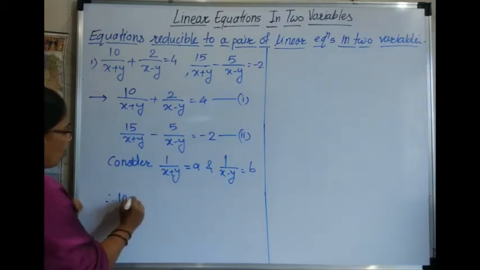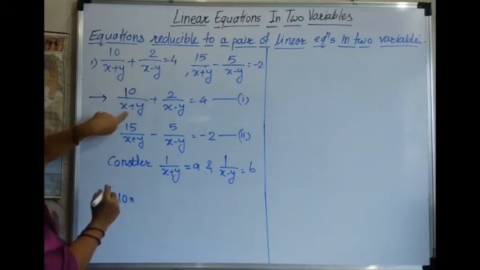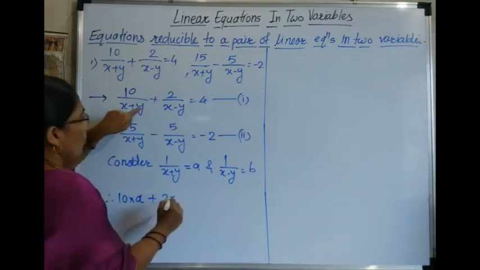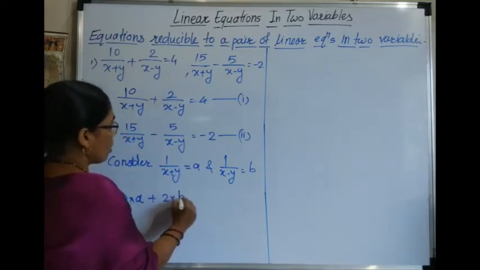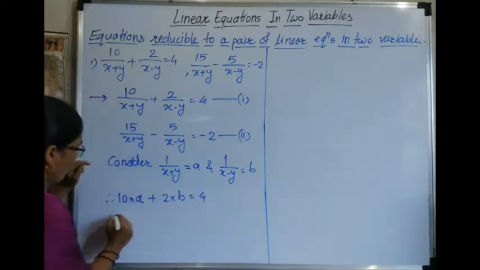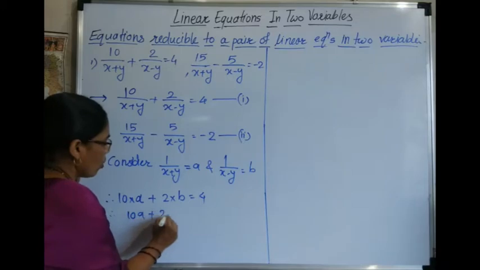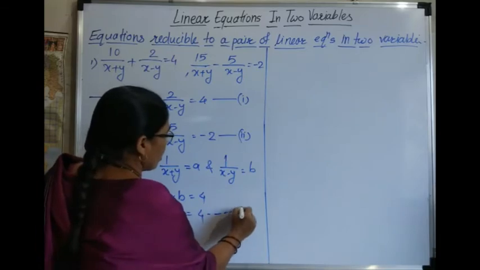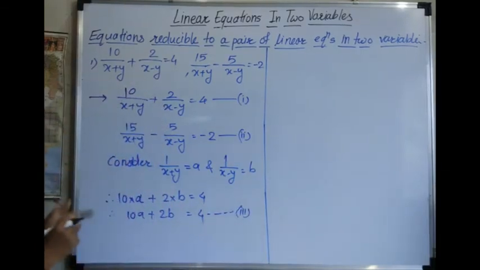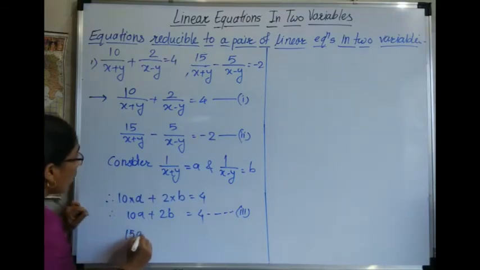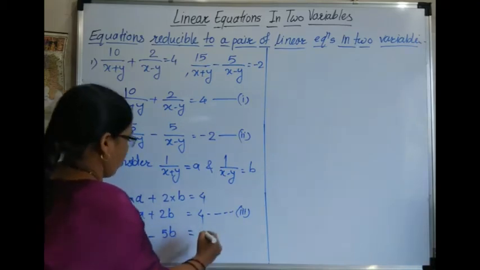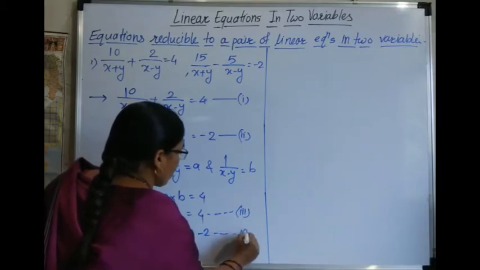Now we will substitute these variables in this equation and then we can write new form of equation as 10 into 1 upon x plus y, and for that we consider here a, plus 2 into here 1 upon x minus y means it is b, it is equal to 4. Therefore 10a plus 2b it is equal to 4, and this is equation number 3. Similarly, after substituting these values in the second equation also we can get 15a minus 5b it is equal to minus 2. This is equation number 4.